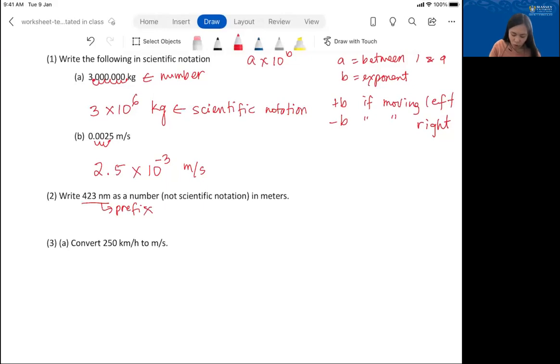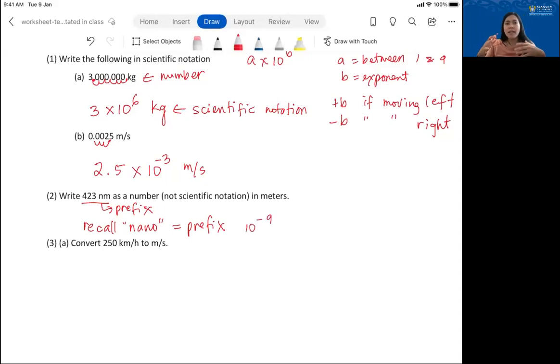Okay, so recall that nano is a prefix that you add to the base unit. That's like a shortcut for the times 10 to the exponent. Okay, and nano means 10 to the minus 9.